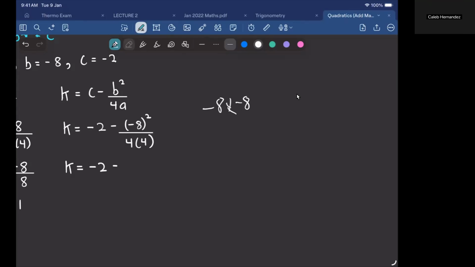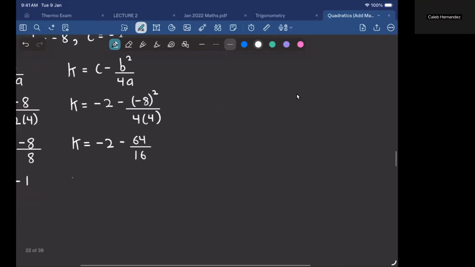64. Yes, 64, right? Negative 8 squared is positive 64. And what's 4 by 4? 16, is it? Right. Don't get too reliant on the Casio here, because for maths paper one, you don't get to use a calculator.